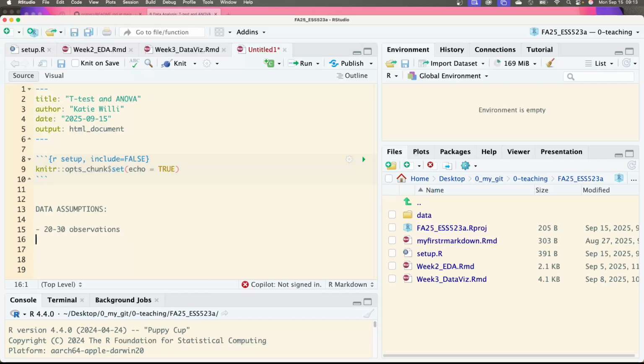So the other one with a lot of statistical tests, especially and including the t-test and ANOVA, is that all of your samples need to be independent of each other.